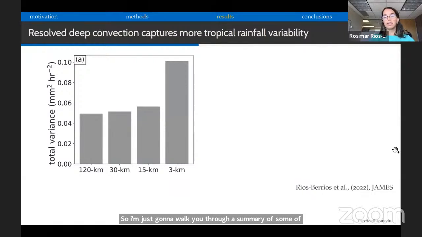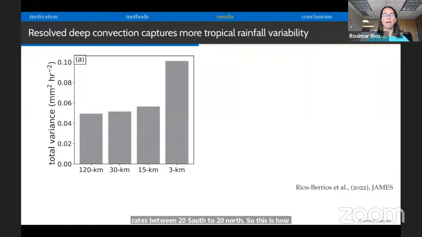And so the first key result is that resolved deep convection captures more tropical rainfall variability. And I'm showing you a quantitative analysis of that. This is essentially a histogram in which on the x-axis we have each of the experiments, and on the y-axis what we have is the total variance of rainfall rates between 20 south to 20 north. So this is how much rainfall is varying throughout those last 100 days.